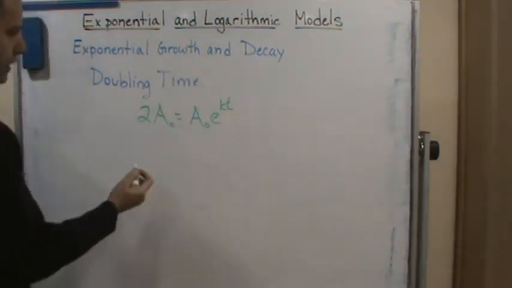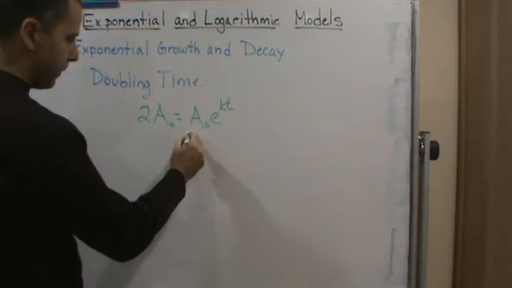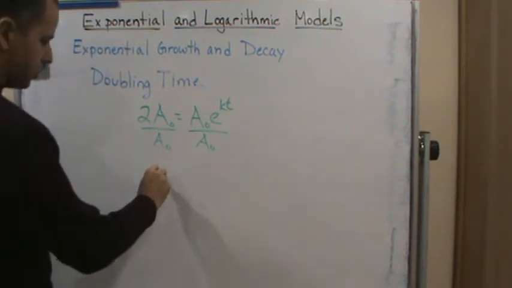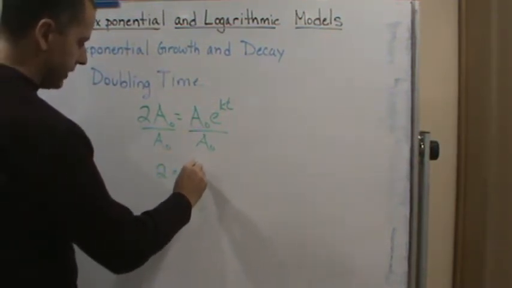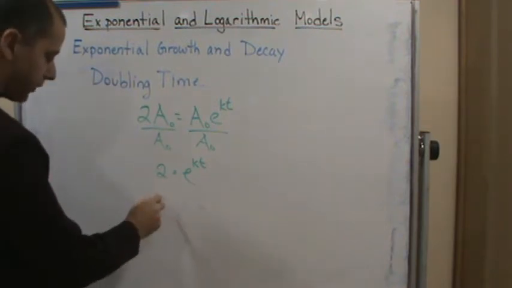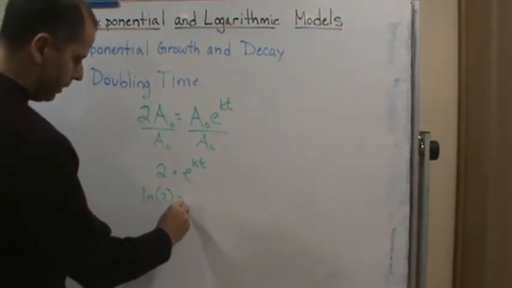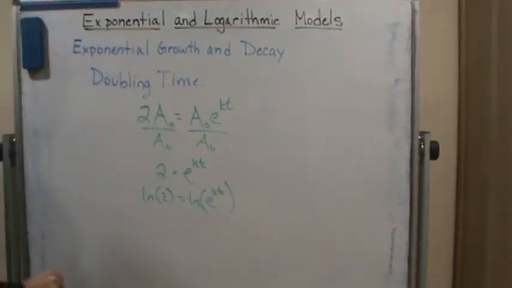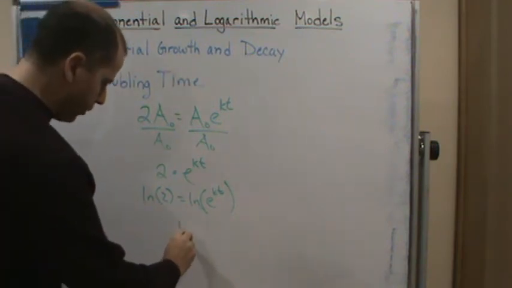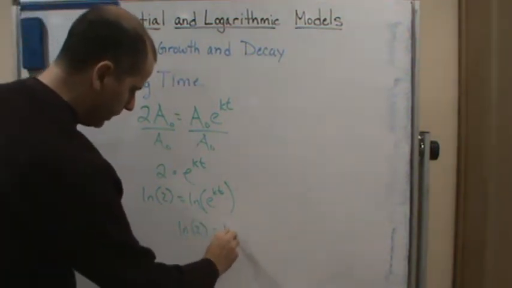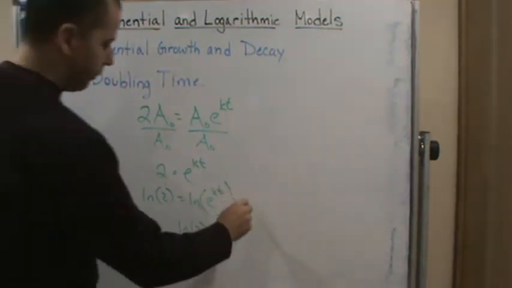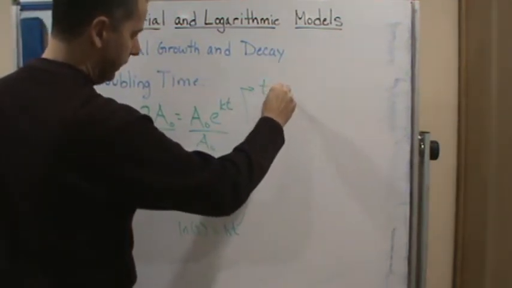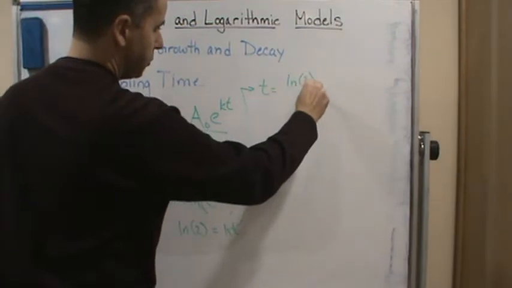So again, if we go through the process and we divide both sides by A naught, then we get 2 equals e to the kt. And then again, we take the natural log of both sides. And again, we get the natural log of 2 equals k times t. And we end up with t equals the natural log of 2 over k.